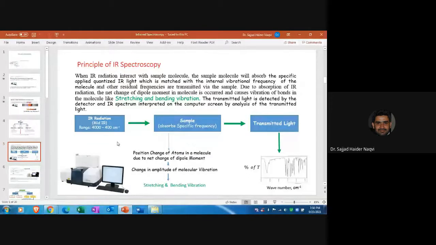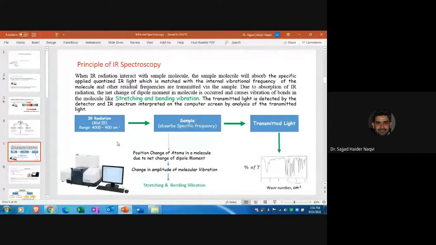And of course, there are some residual frequencies which will not be absorbed and they will pass through the sample. Just like the basic principle I was talking about, spectroscopy is when a light is being passed through a sample, some amount of it is absorbed and the rest of it is transmitted. So the same principle applies here. A specific IR light will be absorbed based on the matching with the internal vibrational frequency of that sample, and the rest which is not absorbed will be transmitted through the sample.